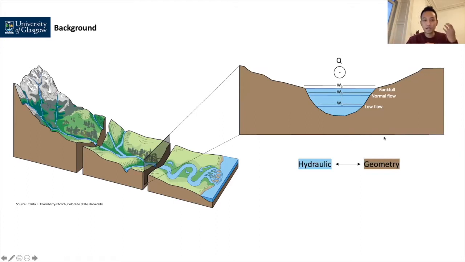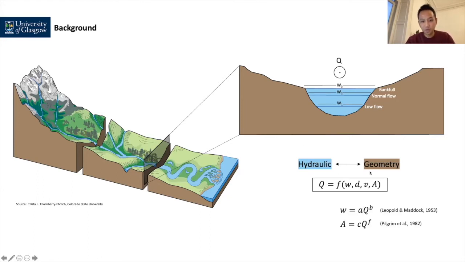So it is the relationship between the hydraulic properties and the geometrical properties of the river system. This interrelationship creates this equation. It's not really an equation, it's just to explain that the water discharge is a function of the channel width, the channel depth, the velocity, and also the catchment area, because the bigger the catchment area in the hinterland, the bigger the discharge. So we can deduce two simple equations, where the channel width can be a function of the discharge, and the catchment area can be a function of the discharge as well.